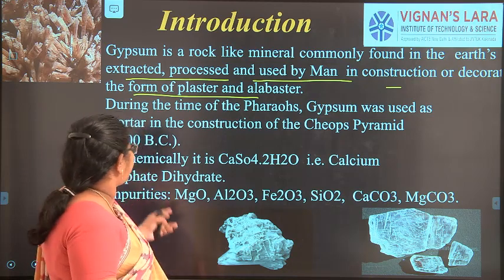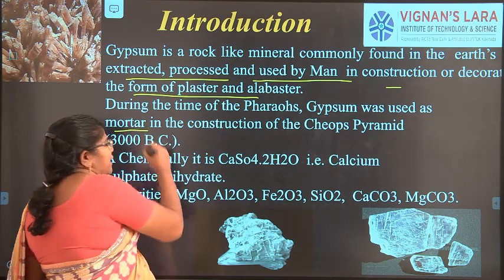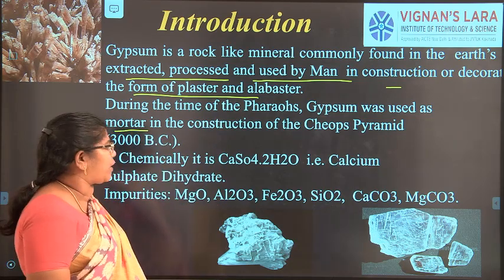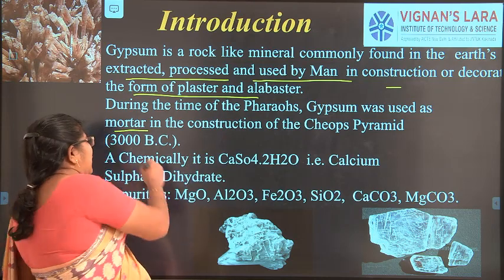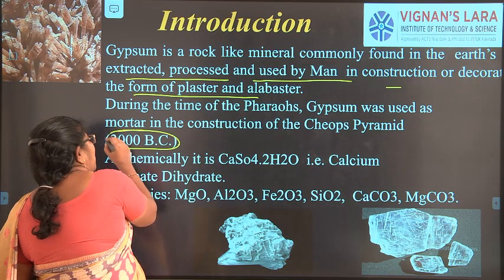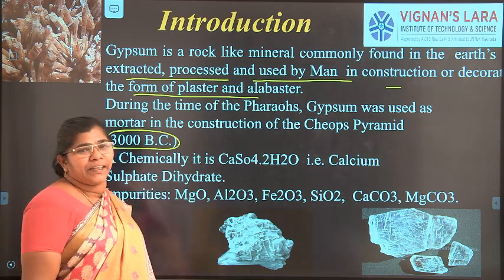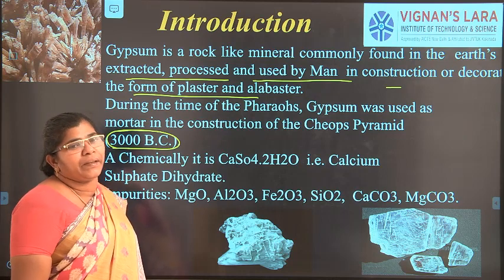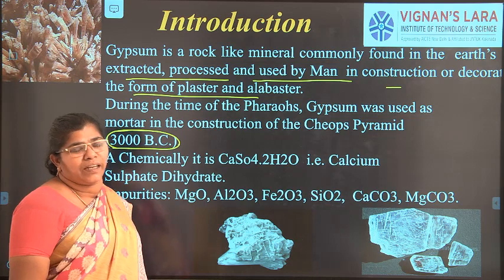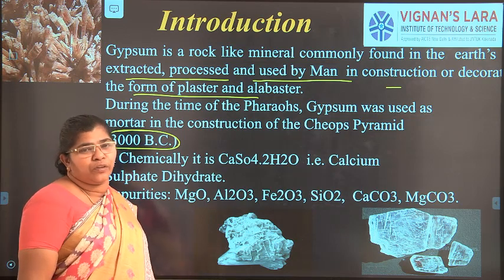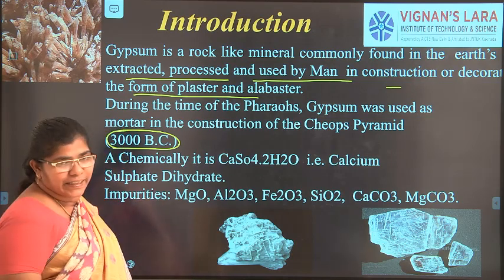increased. During the pharaohs, gypsum was used in the mortar. Mortar is, I told you, cement with sand. We call it as a mortar. In the construction of Cheops pyramid around 3000 BC. It is not a new material. It is a very old material. But nowadays the usage is very high. So one of the usages is the roofs and walls made up of the gypsum boards. We will see in detail.